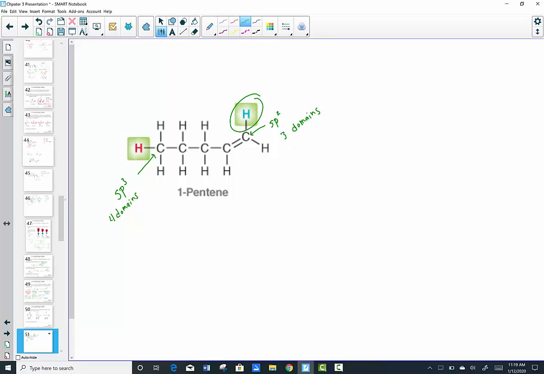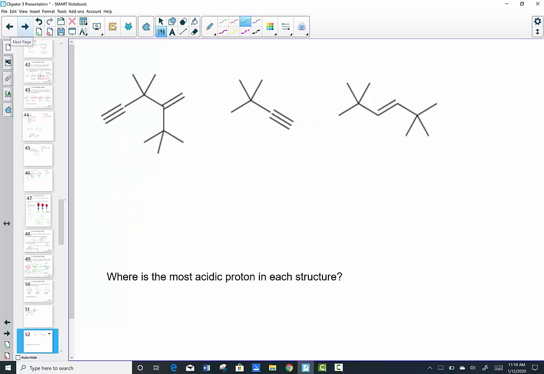Structure 2. Here's a hydrogen coming off of the terminal end of that carbon. This is an sp orbital. Therefore, it is going to be more acidic than any of these sp3 hydrogens at the terminal end of those carbons. All of those hydrogens that are there, but we don't see them, but we know they're there, are equivalent hydrogens. All of them exhibit sp3. The terminal hydrogen of the sp carbon would be the most acidic proton in that structure.